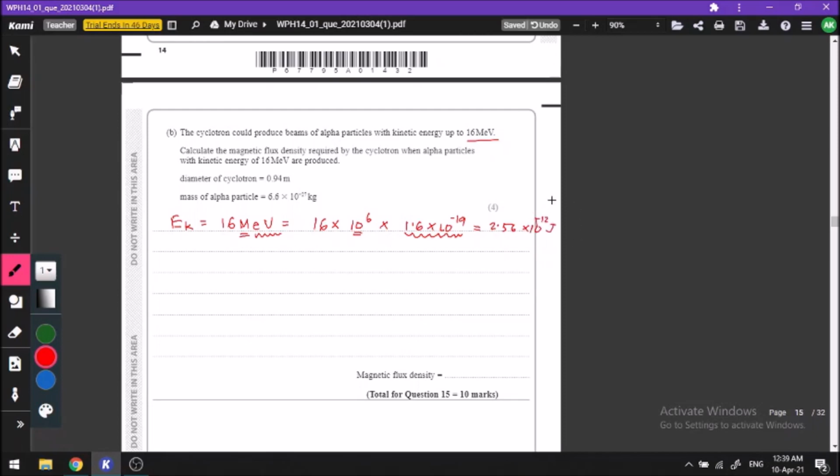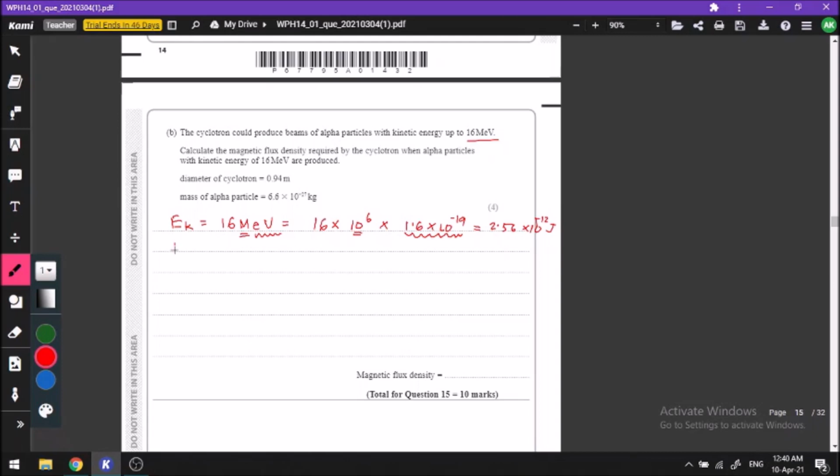Don't write in this place in your main exam. You shouldn't write in this place. You should keep writing between the boundary. So this is the kinetic energy in joules. Now this same amount of kinetic energy will have to be given by the cyclotron.